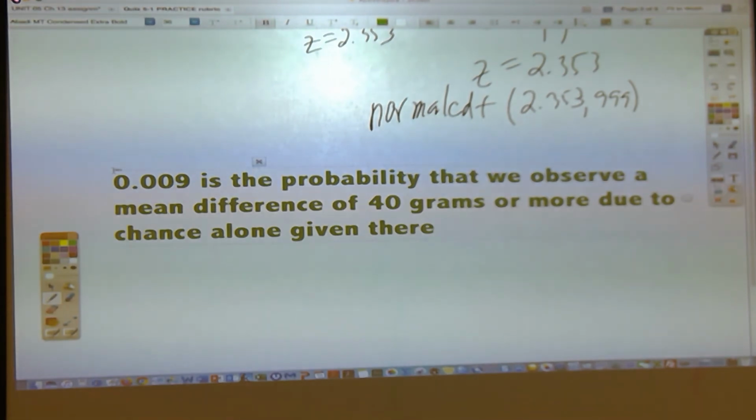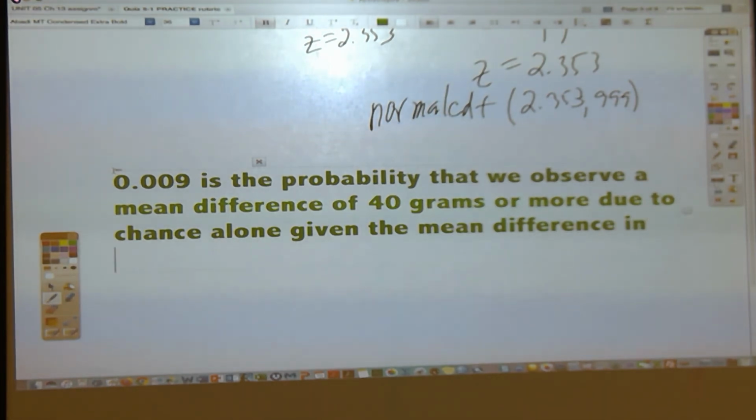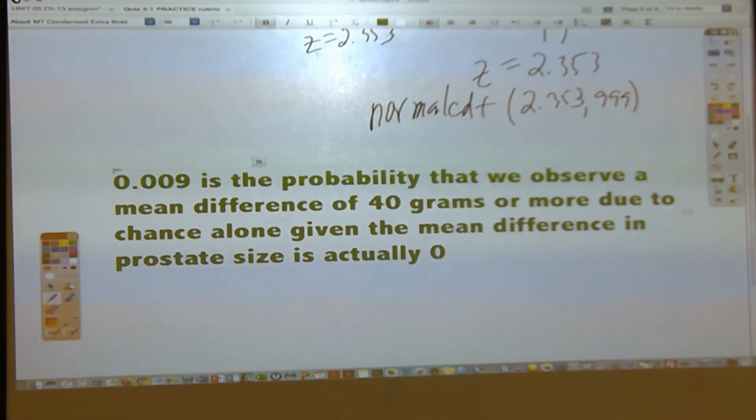So there is, I'm going to say, given the mean difference in prostate size is actually 0. So if it's really 0, if the mean difference is really 0, what's the probability that we observe in our volunteers a difference of 40 grams or more, just due to chance? And so that's a connection of what this probability means. But they didn't ask for that, so you can relax. You don't have to do that on Thursday's test. But we will have to second semester, so this is good practice for what's coming up.